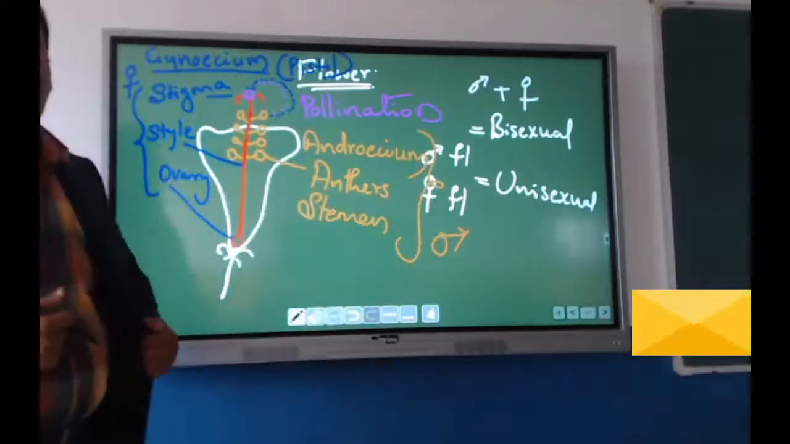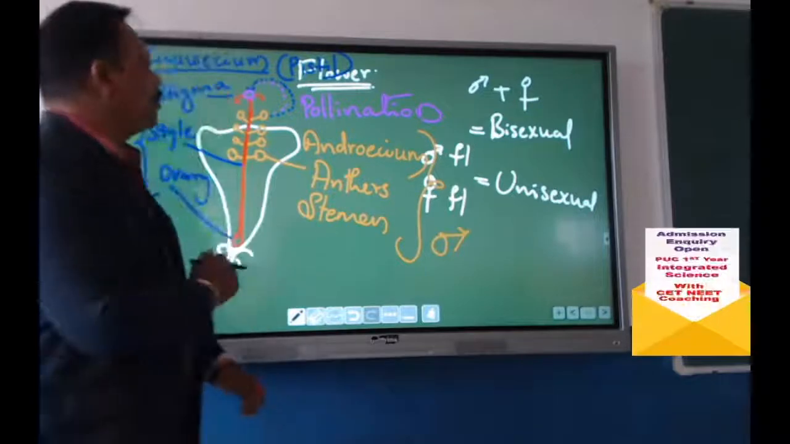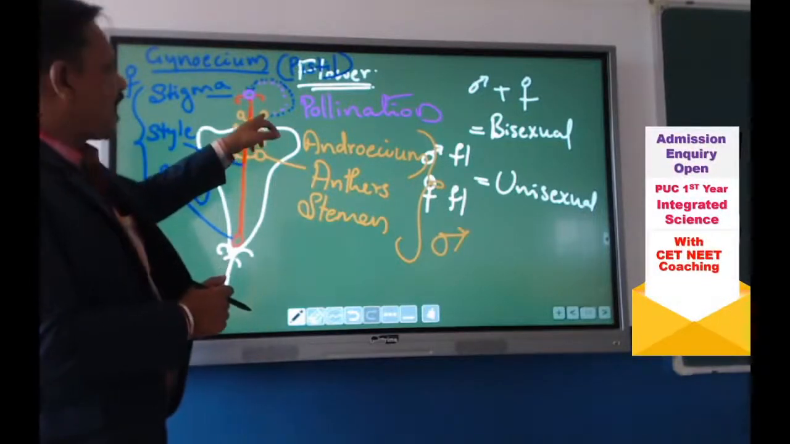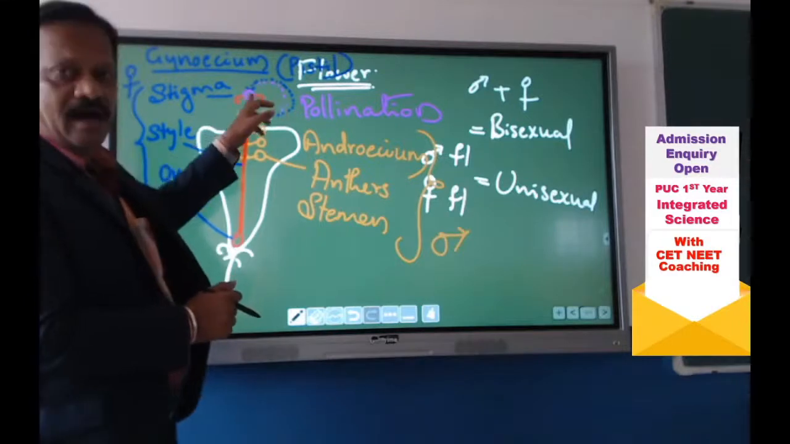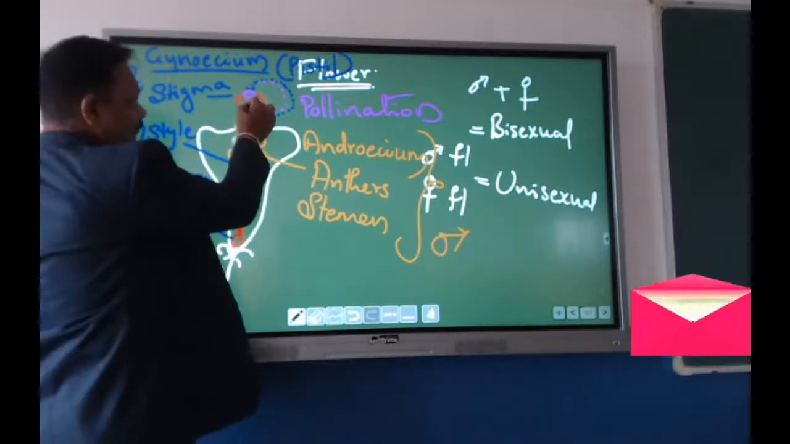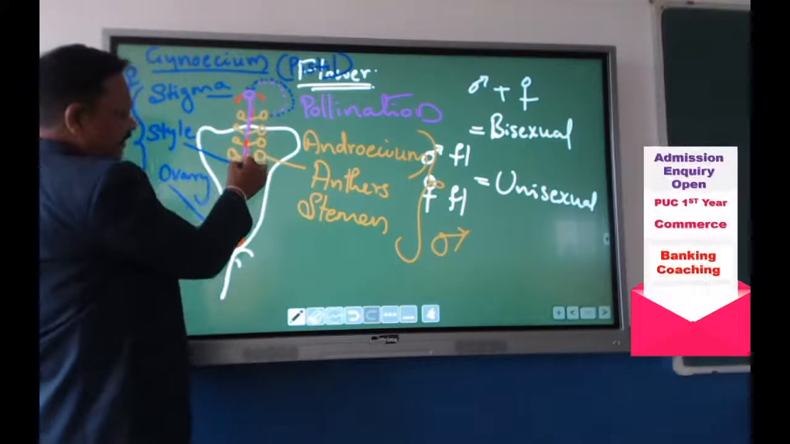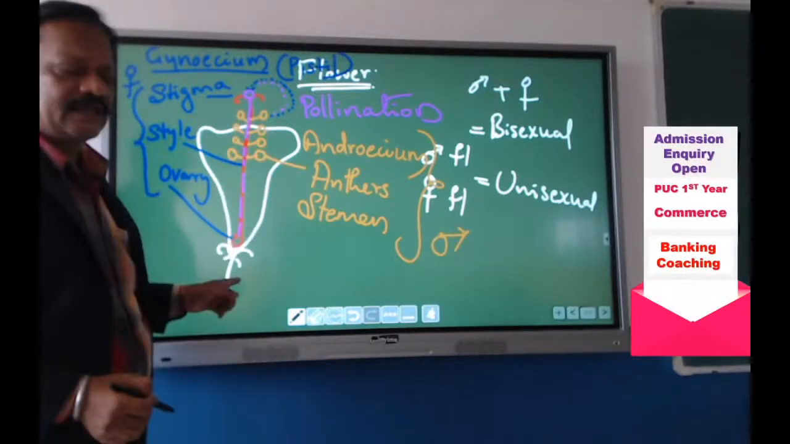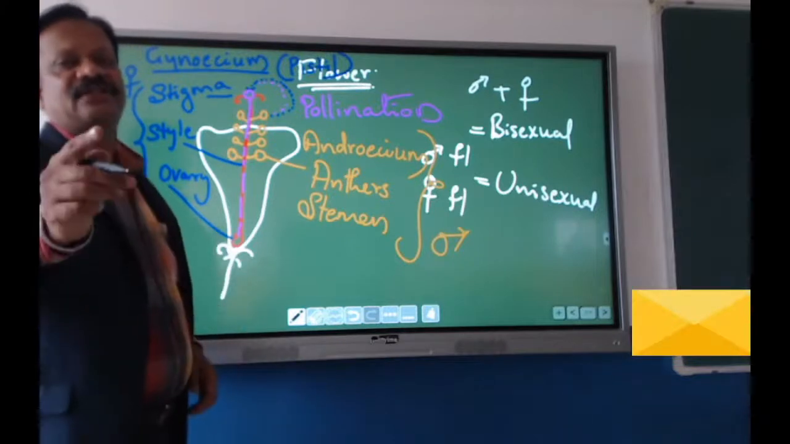Pollination. So the pollen grains, they are moving from anther to stigma, and then further the development is taking place and they are reaching to the ovary and there the fertilization is taking place.